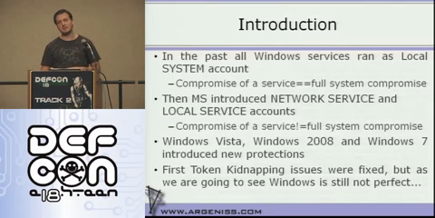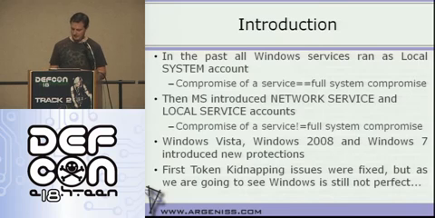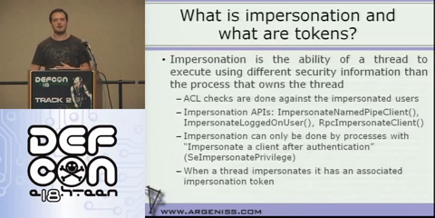Then, with Windows Vista, Windows 2008, and Windows 7, there were a lot of new protections for Windows services. They improved a lot from the previous operating system versions, but we are going to see that this protection can be easily bypassed by exploiting some issues. Let's see some theory first about what impersonation is and what tokens are.